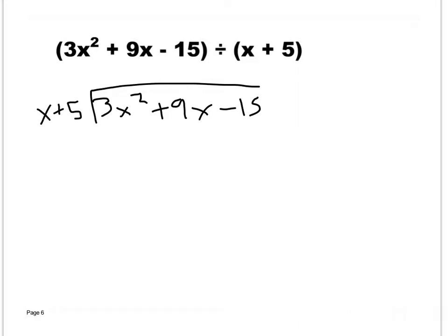So what can I times x plus 5 by to get 3x squared? I've got to times it by something to get 3x squared. That's what I'm trying to get rid of. You're trying to get rid of each term individually. So how do I get rid of 3x squared?